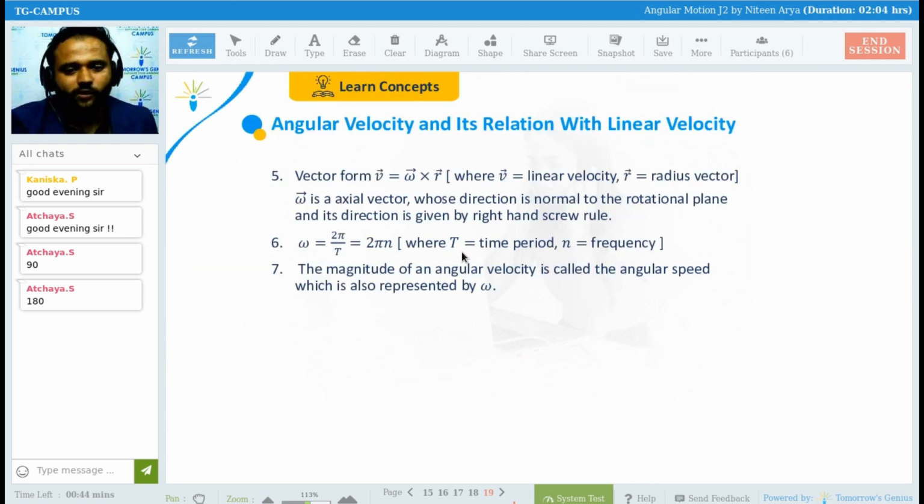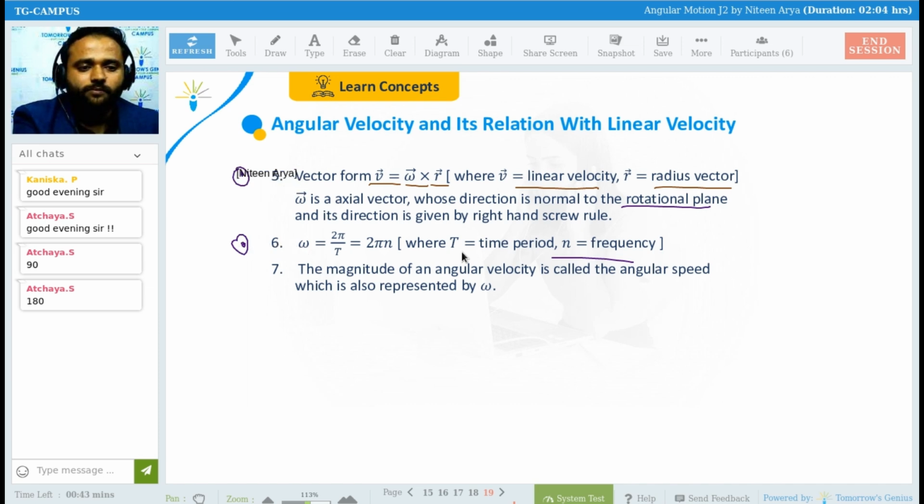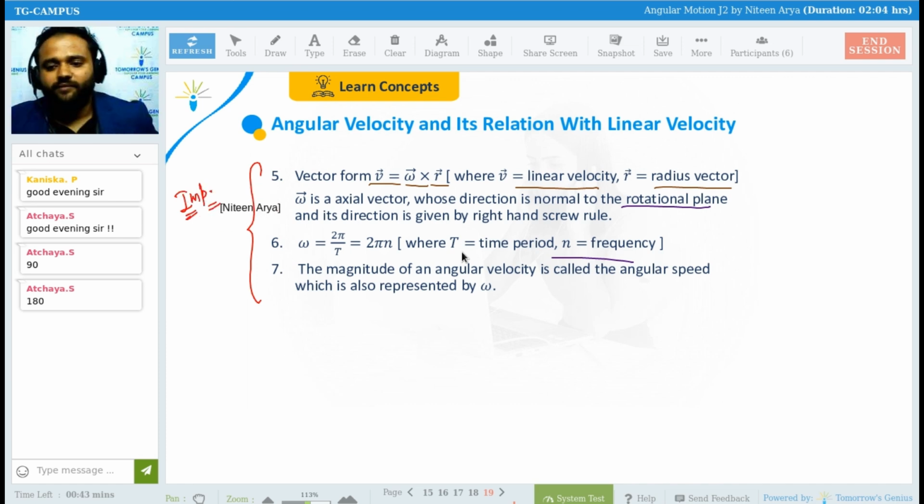So vector form, linear velocity is angular velocity cross radius vector, where v is linear velocity, r is radius vector, omega is axial vector, or you can say angular velocity, whose direction is normal to the rotational plane. Obviously the direction of it is going to be normal to the rotational plane. Rotational plane is this circle. Omega you can write also 2 pi by T and 2 pi n, where n is frequency. Okay, that is important. This one is important, and this one is important too. I mean, all these 3 points, 5, 6, 7 are important points. Clear, everyone?